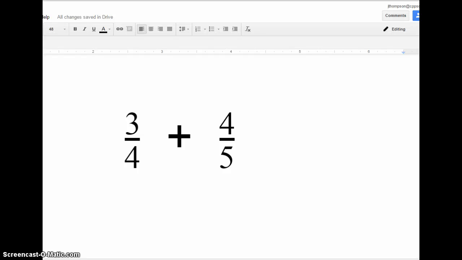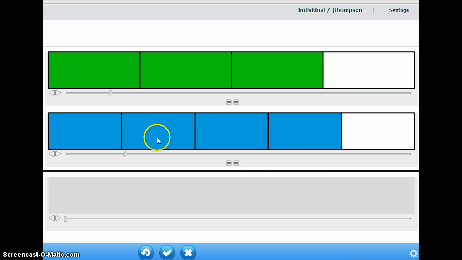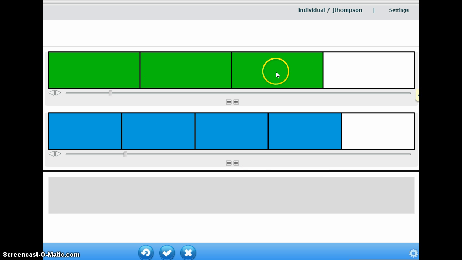This video is for adding and subtracting fractions. My first example problem is 3/4 plus 4/5. Here's what the problem looks like visually: 3 out of 4 possible parts, and I'm adding 4 out of 5 possible parts. Now it looks like this is going to be more than 1. The answer is going to be more than 1.